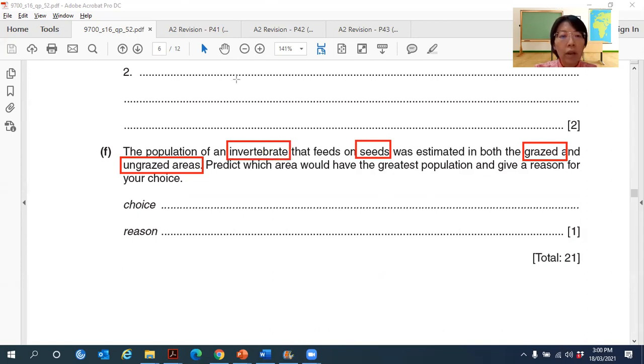So when you want to have more invertebrates, you must have more seeds, right? When you want to have more seeds, you must have more plants. So the place with more plants is the ungrazed area. So your choice is, of course, the ungrazed area. The reason is because they have more plants. Okay, so we have completed the discussion for ecological sampling.